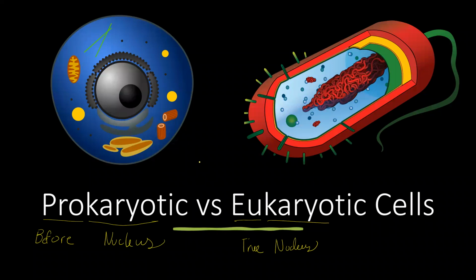In these diagrams that we see here, this cell has a nucleus. This will be the nucleus right here. So this is the eukaryotic cell. This one does not have a nucleus. Instead, the DNA is just concentrated, but there is no membrane surrounding that DNA. So this would be a prokaryotic cell, because it's before nucleus. There's no nucleus, no real one anyway.